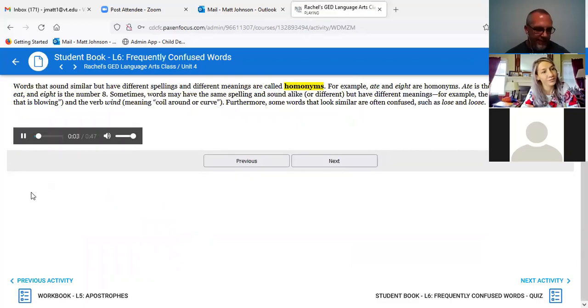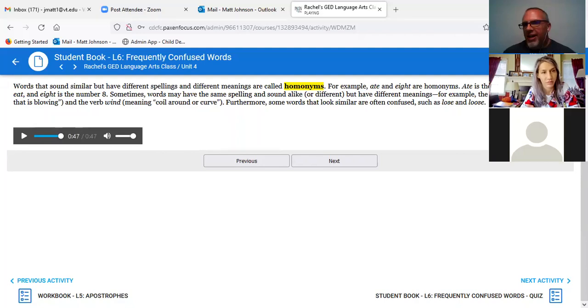Words that sound similar but have different spellings and different meanings are called homonyms. For example, eight and ate are homonyms. Ate is the past tense of the verb to eat, and eight is the number eight. Sometimes, words may have the same spelling and sound alike or different, but have different meanings. For example, the noun wind, meaning air that is blowing, and the verb wind, meaning coil around or curve. Furthermore, some words that look similar are often confused, such as lose and loose.